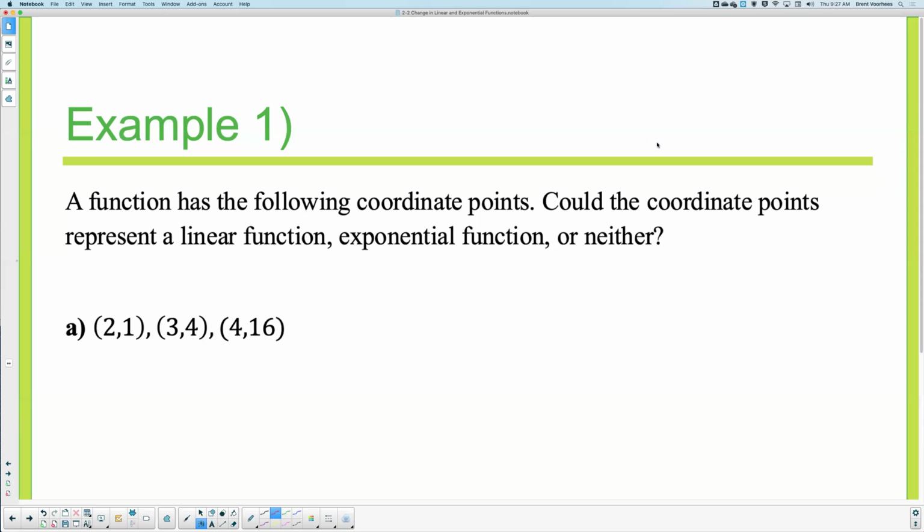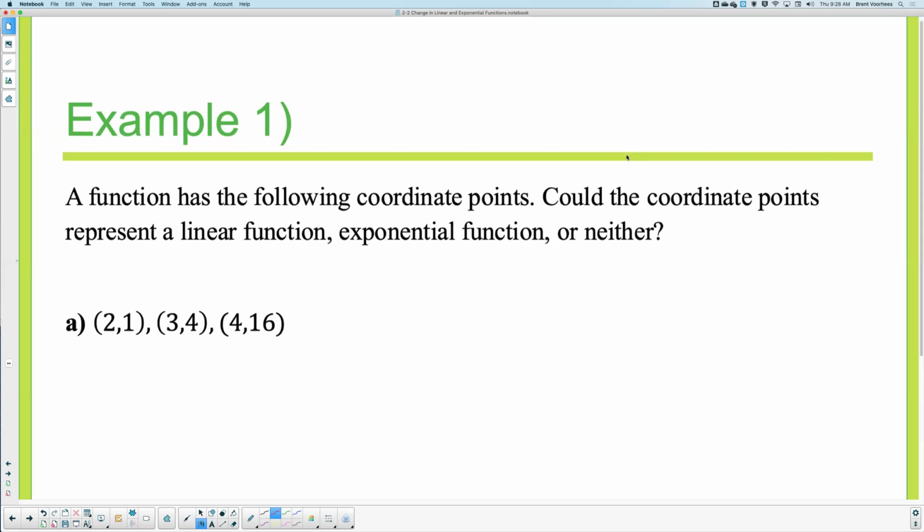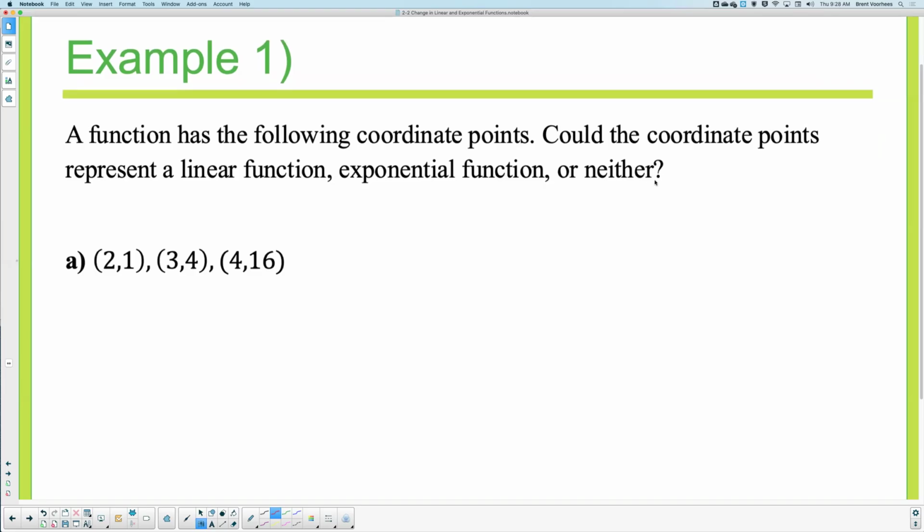All right, example 1. Let's take a look now at some of the math behind how we calculate these values. It says here, a function has the following coordinate points. Could the coordinate points represent a linear function, exponential function, or neither? So what I'm going to show you mathematically is that if it's linear, it's the same work as if it said to solve it as arithmetic. Okay? The work is the same. Now, truthfully, a linear function means it's continuous. Arithmetic would mean it's discrete. But as far as the math goes, the math is the same.